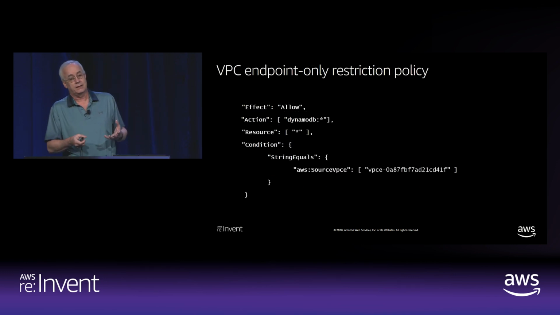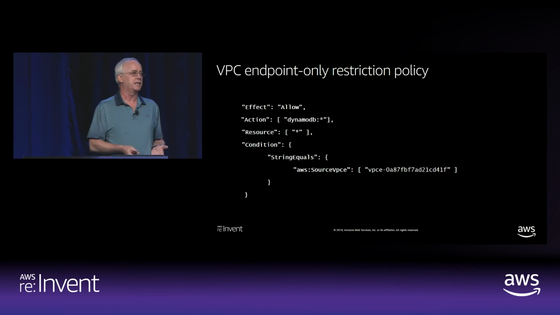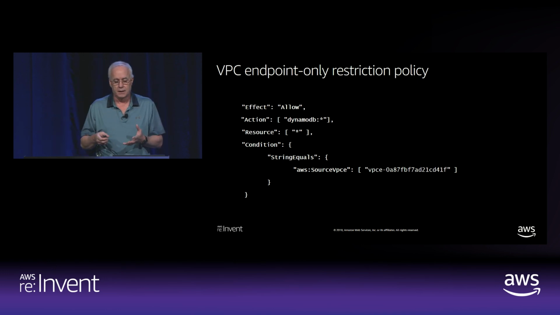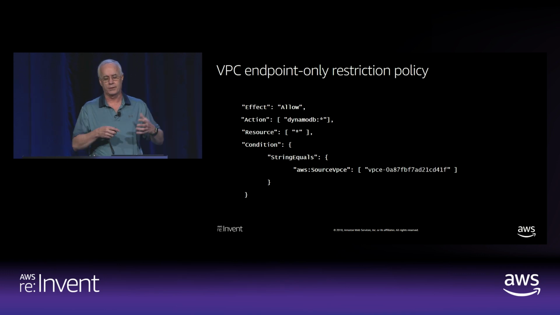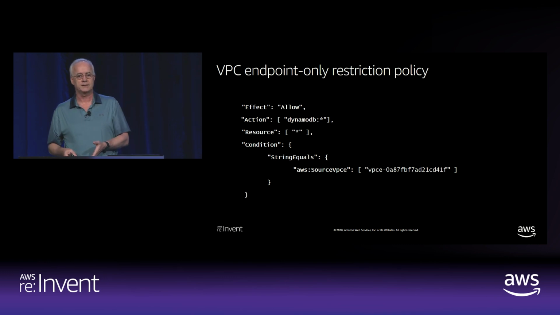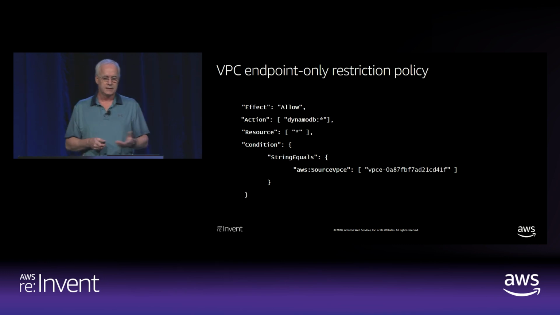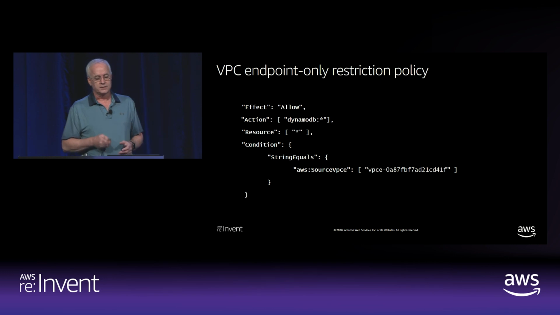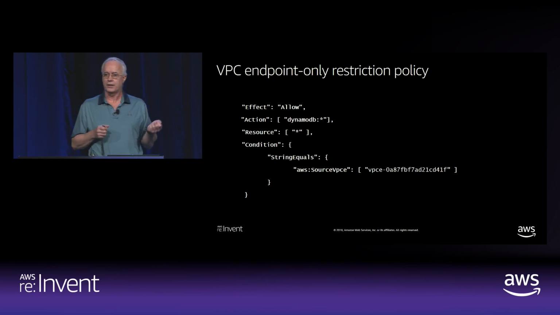Alternatively, if I said Bob is only going to access it from my EC2 instance, and I only want him to be able to access it when he's coming in on the source VPC, this would prevent Bob from being able to access it from his system at home or his work laptop running inside your corporate network. He'd only be able to access the data from the VPC endpoint if he's connected through the VPC endpoint. And so you can write the policy so that it only allows it when you're coming into the VPC endpoint to restrict Bob.